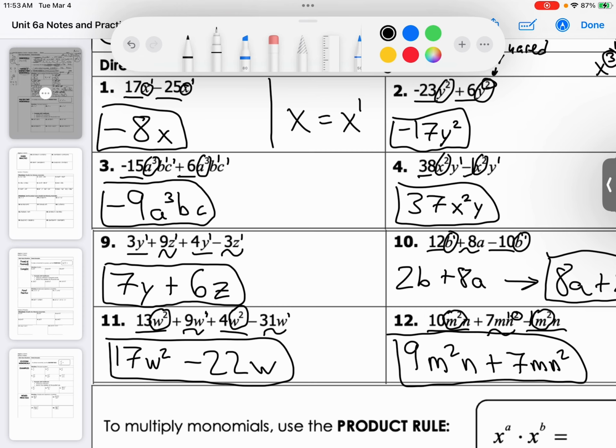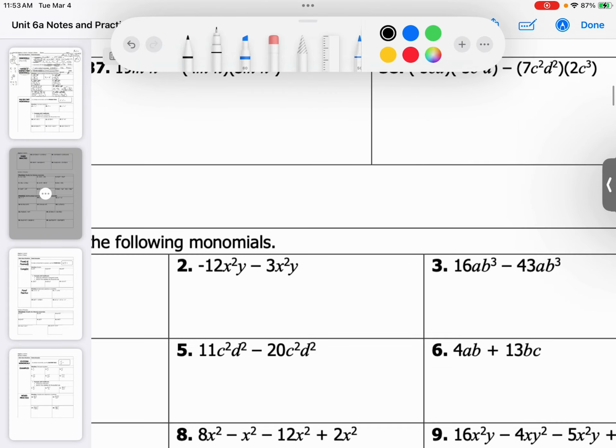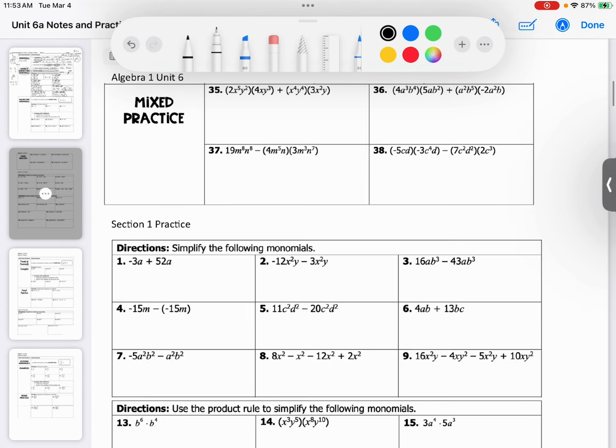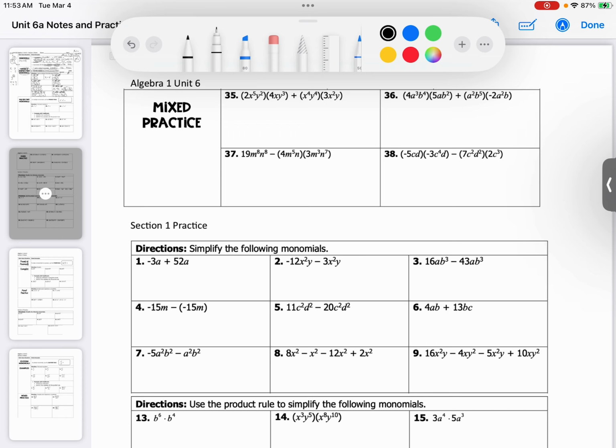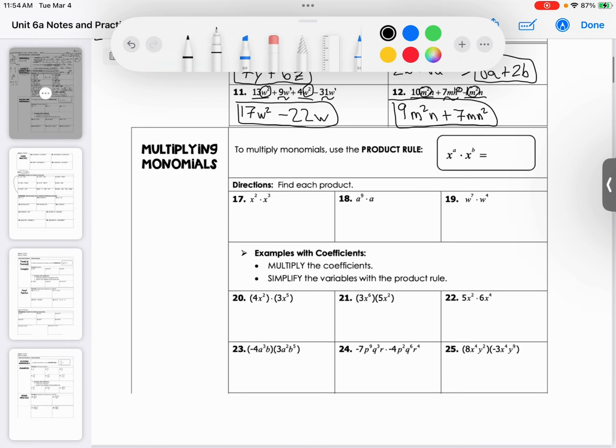Okay, so now that you have these notes done for this section, what I want you to do is turn the page and go down to where it says Section 1 Practice. And I want you to work on these first 9 problems. These are going to be adding and subtracting monomials just like we just did in the notes. And when you're done with these 9 problems, then you're going to turn back the page to the front side and we'll do the next section of notes in the next video. Let me know if you have any questions, and good luck.